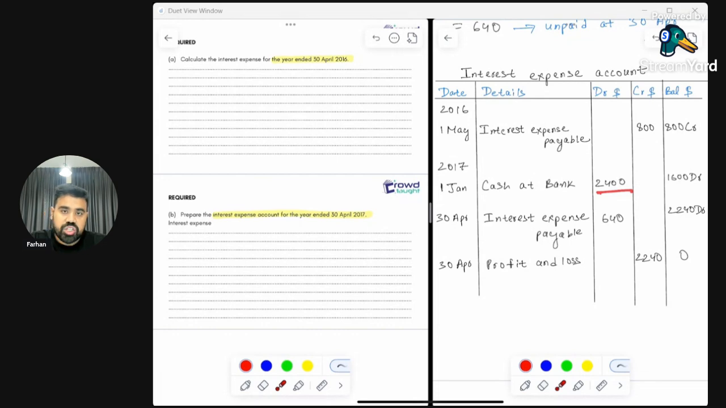You would credit the cash at bank because when you are making the payment, your funds available in the bank account are going down. Cash at bank in itself is an asset account. So when an asset goes down, we credit it. So you would be crediting the cash at bank account.